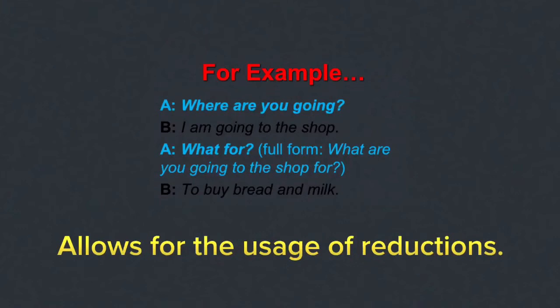Instead of, "Where are you going?" "I am going to the shop." "What are you going to the shop for?" "I am going to the shop to buy bread and milk." These reductions make your conversation faster, easier, and more enjoyable.